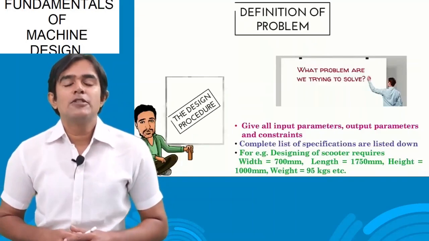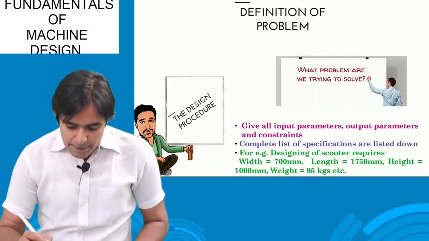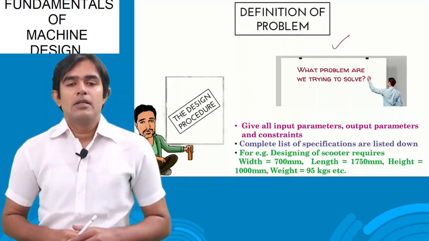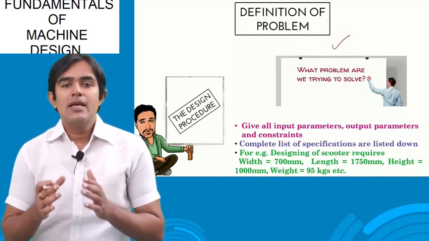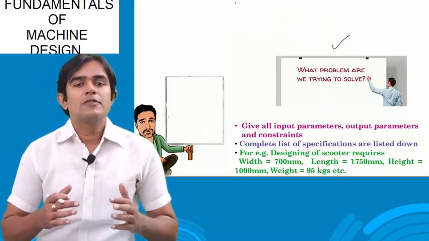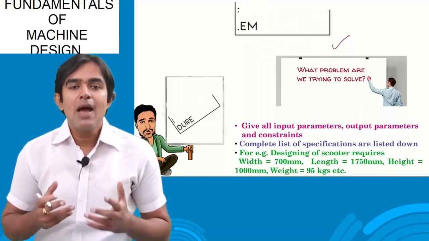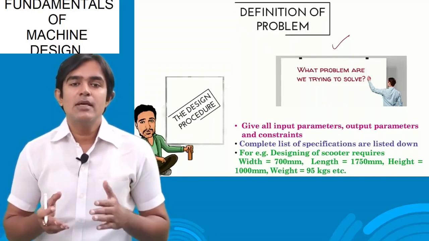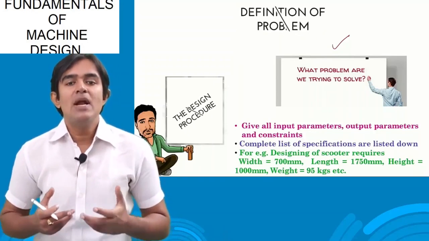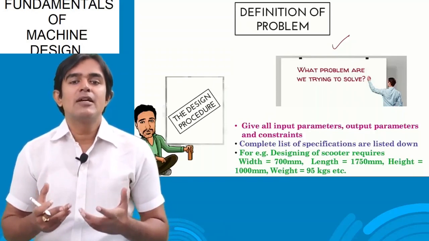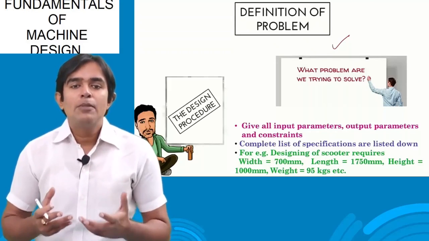Now you can see the first step in the design procedure is the definition of the problem. Now let us first define what is design. Design means step by step creation of something new or modifying the existing things in such a manner that the need of the customer is satisfied. Since we have to satisfy the need of the customer, we have to build a product which is going to satisfy the customer. So the design needs to be done step by step in a proper manner.